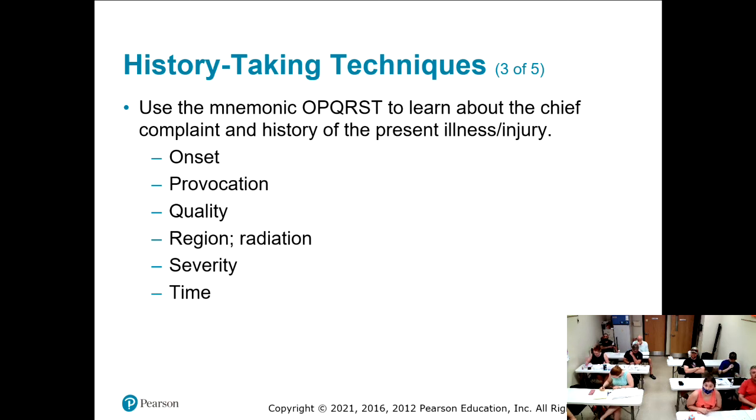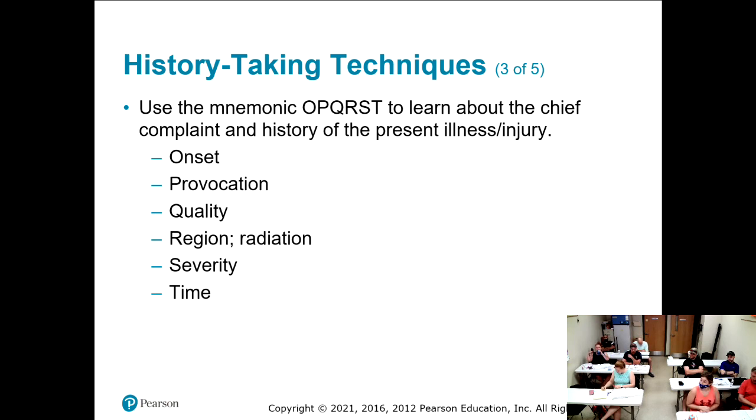Region or radiation. Does the pain go anywhere? Does it travel from the chest to the arm? Does it go up to the jaw, to the back? If they're having abdominal pain that goes from here to here, down to the groin, these are all indicative. Pain in the belly that goes from here to the back or to the groin is indicative of an abdominal aneurysm.